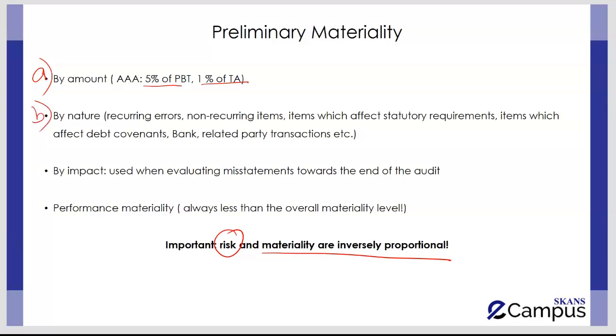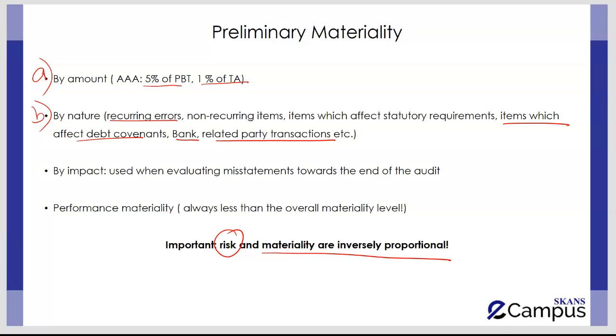They also need to make a list of items which are material by nature. So, for example, related party transactions, transactions with directors, etc., your bank balance, which is an account balance, any area which affects debt covenants. So, for example, for a long-term loan, if there's a debt covenant attached to inventory, then inventory becomes material by nature. Material by nature basically means regardless of the amount, even if it's $10, this is a material area and we will need to focus on this area particularly.